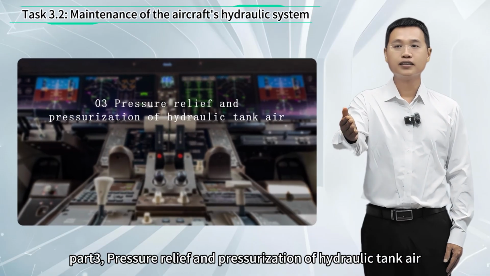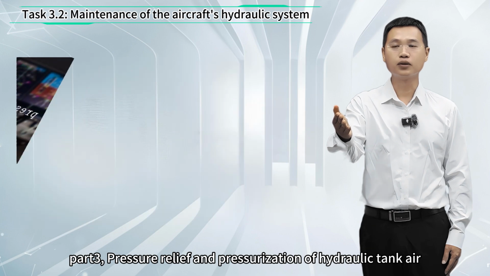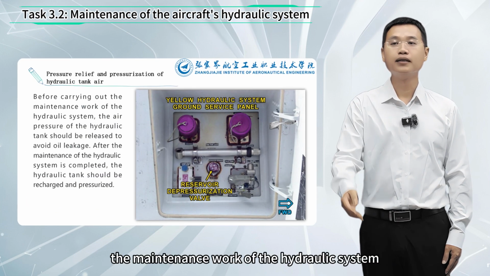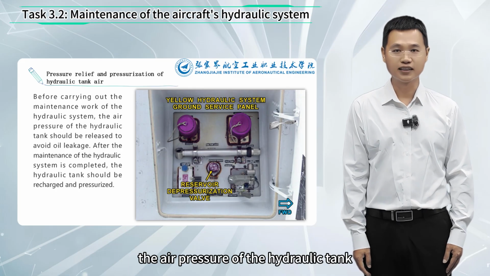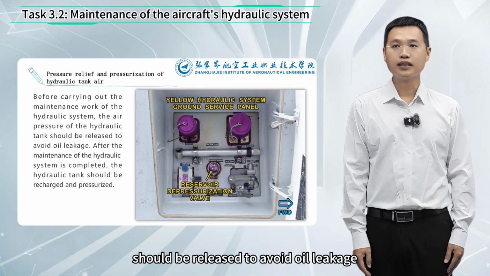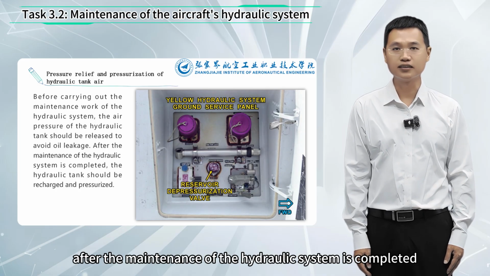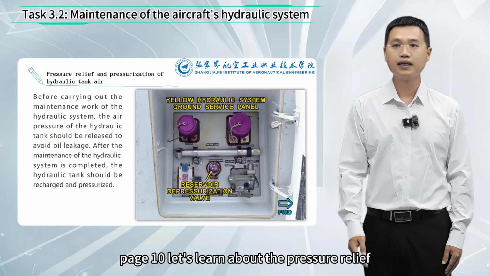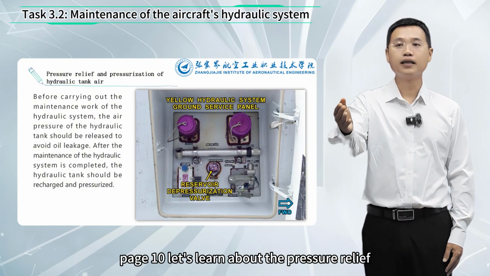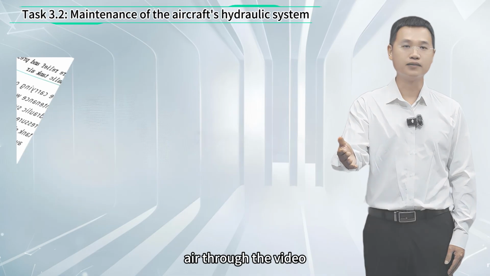Part 3. Pressure relief and pressurization of hydraulic tank air. Before carrying out the maintenance work of the hydraulic system, the air pressure of the hydraulic tank should be released to avoid oil leakage. After the maintenance of the hydraulic system is completed, the hydraulic tank should be recharged and pressurized. Let's learn about the pressure relief operation procedures of the hydraulic tank air through the video.